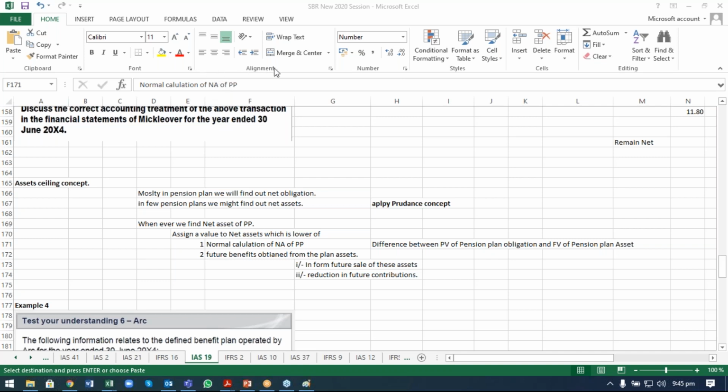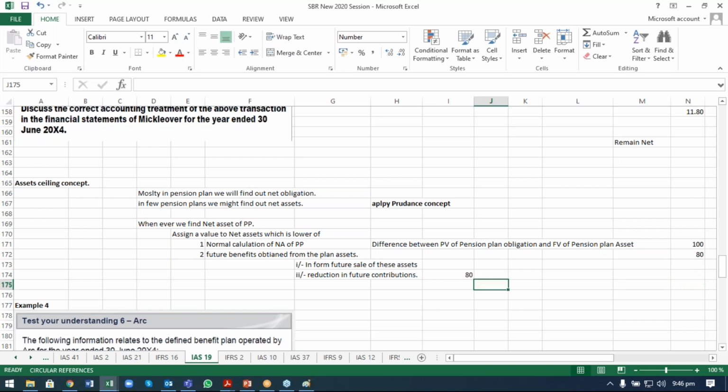Like if we have a net defined benefit asset amounting to ₹100, but future benefits are 80, then only 80 should be recorded as net pension plan assets. This 80 should be reported, not 20. 100 is the value of net assets using the normal calculation, and the future benefit based on reduced contribution is 80. So the value you are going to assign to the net pension plan should be 80.